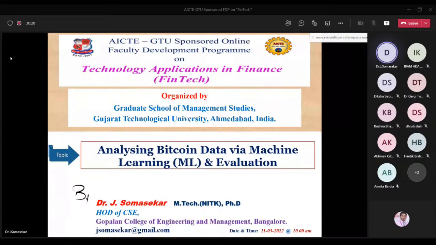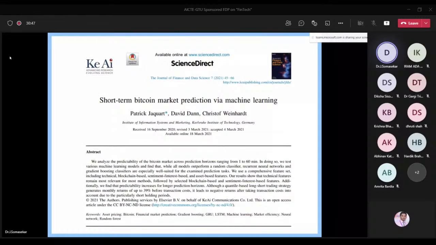So once again, good morning. Today I'm going to explain how to find the Bitcoin price by using machine learning models, and also we will see how to evaluate in detail so that we can find the significance of machine learning in Bitcoin prediction or Bitcoin data analysis. Before going to the agenda of today's session, this is the motivation for the session: how to find Bitcoin market prediction via machine learning.